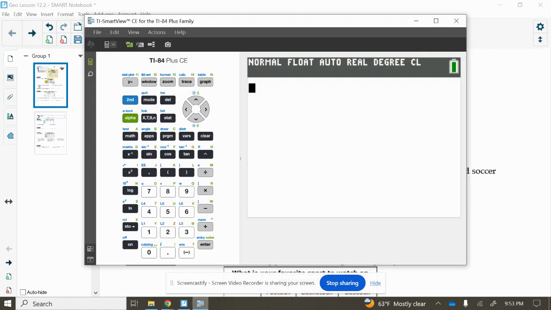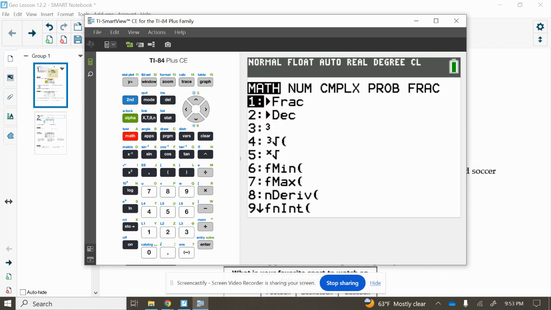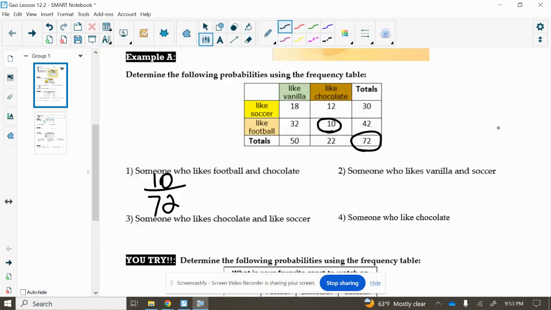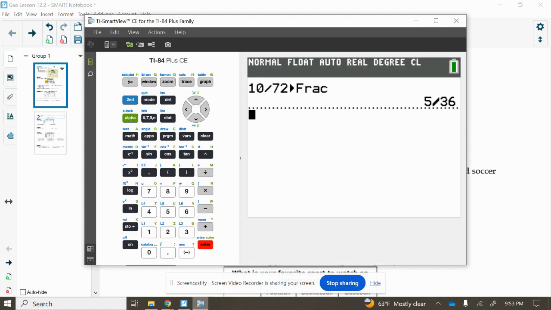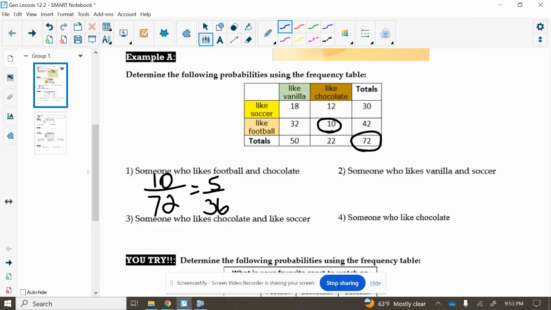Now, just as we've been doing, if we are writing it as a fraction, we like to have that nice reduced fraction. So in this case, 5 over 36. We also sometimes represent these as a decimal. So again, the 5 over 36 or the 10 over 72, either way, is about 0.14 as a decimal.